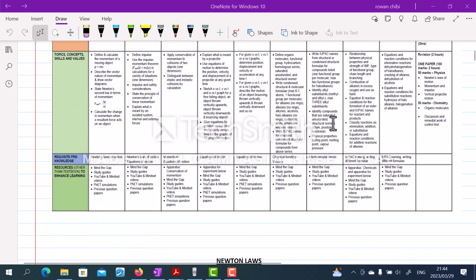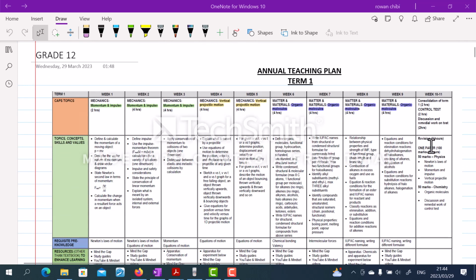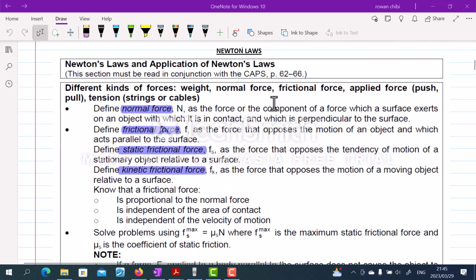I sent you your ATP on WhatsApp, so I'm not going to read everything you must know per topic. As you can see, you have all the necessary information per topic. Also, this is your exam guidelines. There are things that you must know per topic.